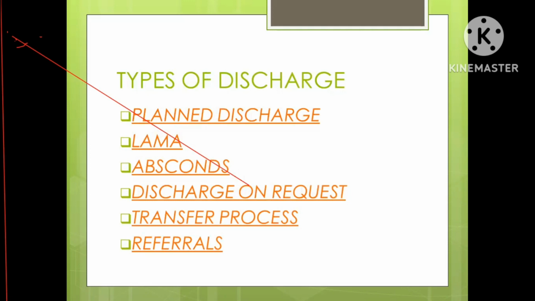So many types of discharges. First one is planned discharge, then LAMA, then abscond, transfer process, and the referrals. Discharge means once the treatment is over and the patient gets cured, all the treatments are complete, the physician will order for patient discharge.